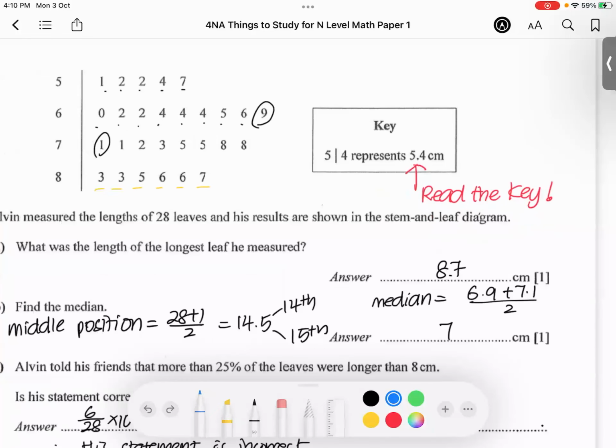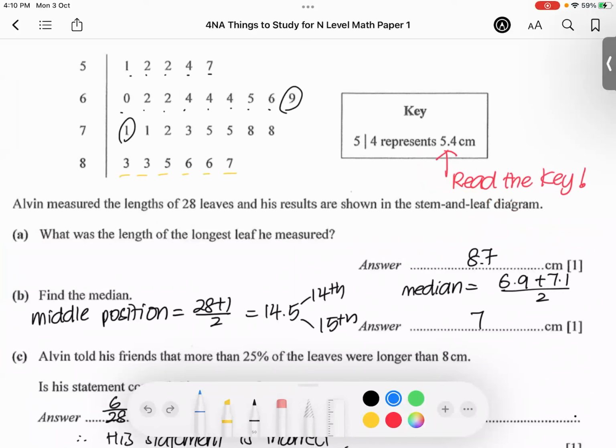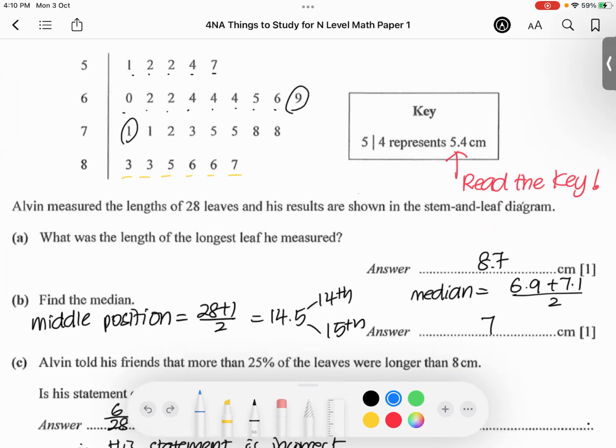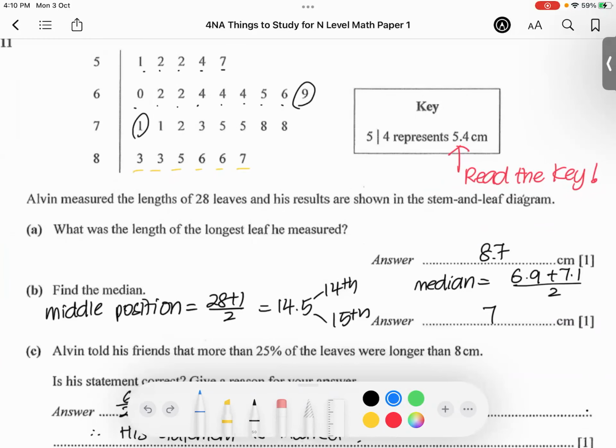Okay, median and mean are different. Mean is adding up all the data and dividing by the total number of data. That is the average. For a stem and leaf diagram, usually they call for the median. So for the median, find the middle position. There are 28 of them.